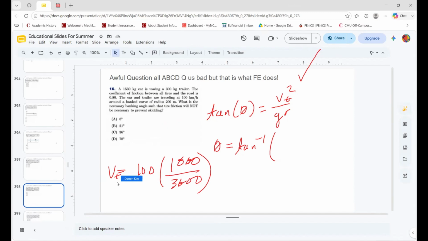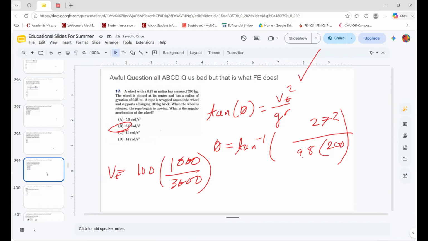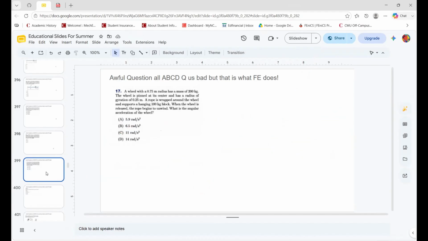Okay, so let me grab my calculator out here. 100 multiplied by parentheses 1,000 and then 3,600. And then we put that number to 27 squared divided by 9.8 parentheses what is R? R is 200. And then you just do that. 27 squared divided by 9.8 multiplied by 200 equals about 20 degrees. I think it's just going to be B because I'm pretty sure it's just a rounding error at this point. But I get 20.4, which I don't know how they round. They probably rounded up, you know what I mean.